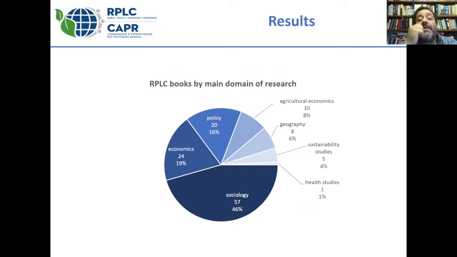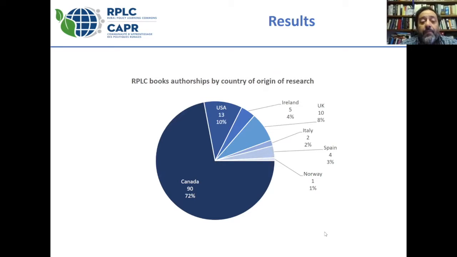So for RPLC books, dividing them by main domain of research is sometimes not so precise because most books cover different subjects, and some could have been classified in more than one category. We have a dominant part in sociology, a smaller part in economics and policy, and the remainder in other categories. Looking at the countries of origin of this research, we have a great predominance of Canadian books and chapters. It seems that in Europe, RPLC members use this form of communication less because, as we will see, they use more journal articles.